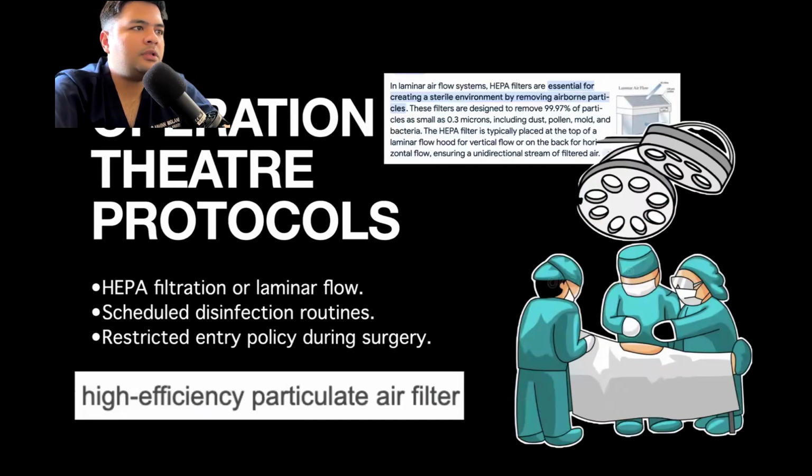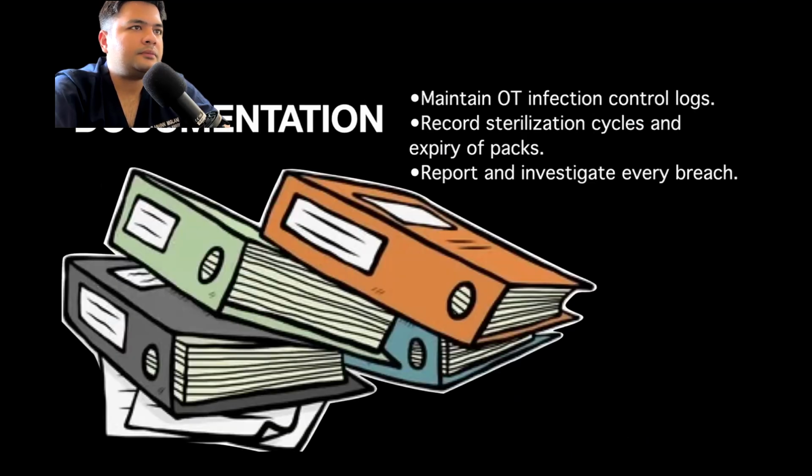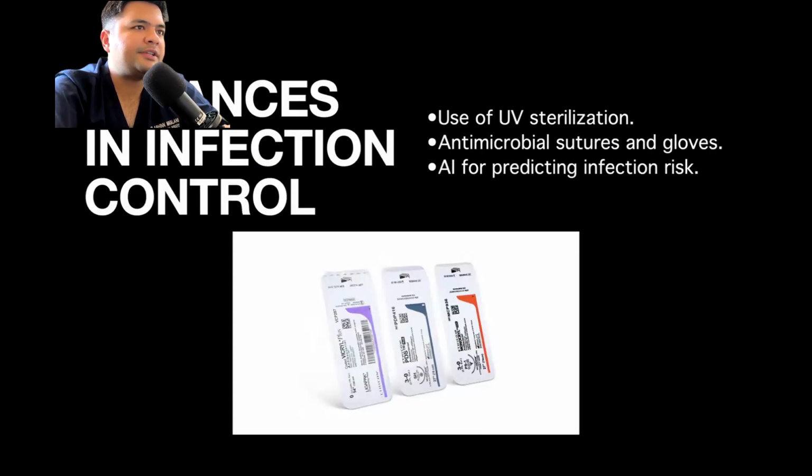Operation theatre protocols: HEPA filtration or laminar flow, scheduled disinfection routines, restricted entry policy during surgery. HEPA is high efficiency particulate air filter. So the documentation: maintain OT infection control records, record sterilization cycles and expiry of packs, and report and investigate every breach. Advances in infection control: use of UV sterilization, antimicrobial sutures and gloves, and AI for predicting infection risk.